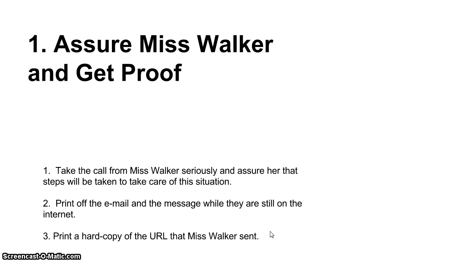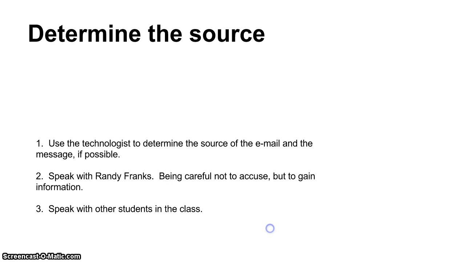And by doing that, we're going to first get some proof by printing out the email and the message that we have right now in front of us and get a hard copy of the URL that Ms. Walker sent over also, so that we have those things as proof. They might disappear off the internet, and in the meantime, we want to get proof of them. The next thing, if we can, is to determine the source of where this came from. This might help a lot in our accusation stage.